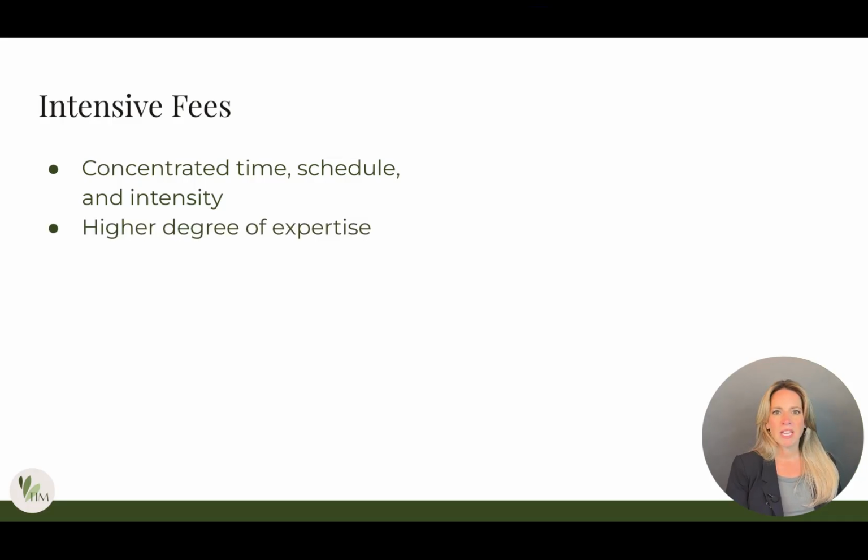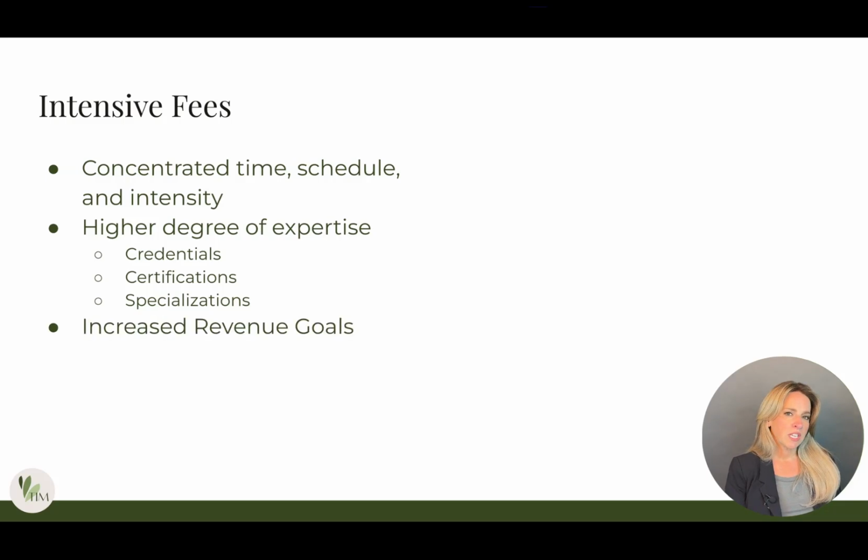Besides time, you're bringing a higher degree of expertise and experience into the intensive setting. If you have additional credentials, certifications, specializations, these professional designations warrant an increase in fees for advanced treatment options. These additional fees are above and beyond your typical clinical hourly fee rate, which is why intensives are such a great model for therapists who are able to deliver this concentrated form of therapy.